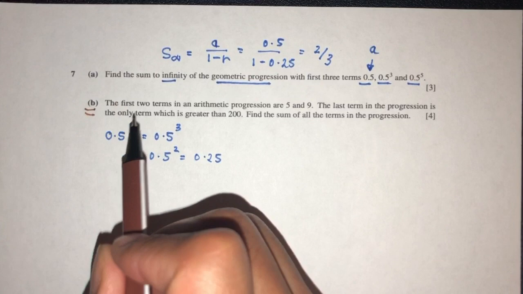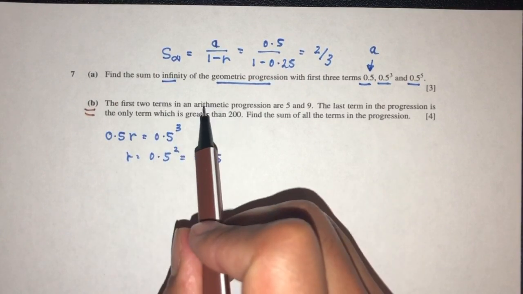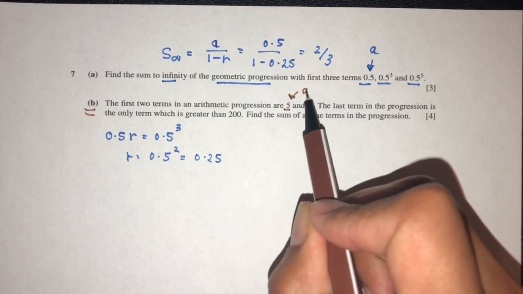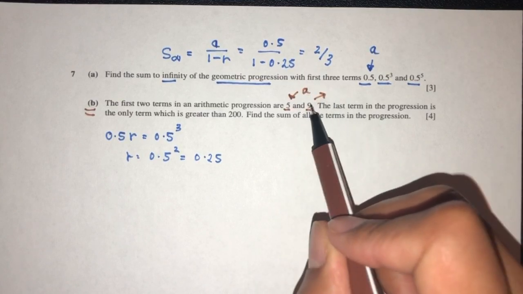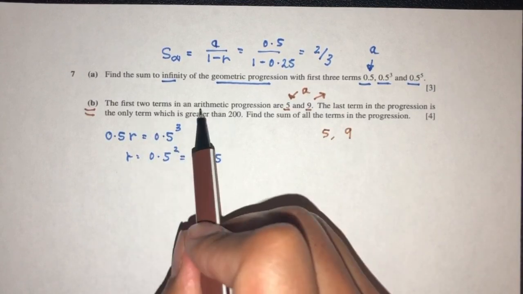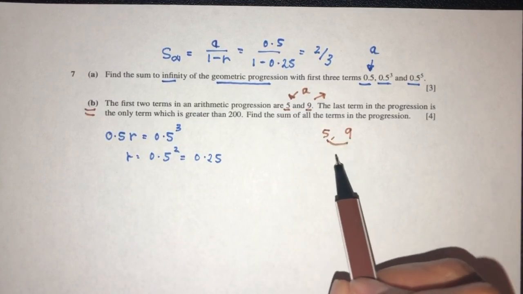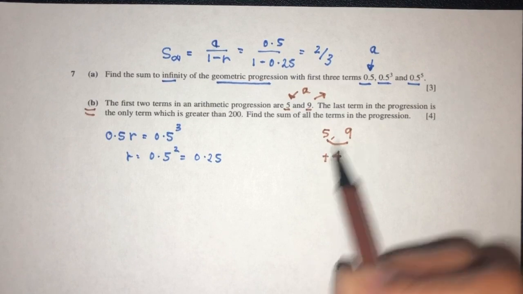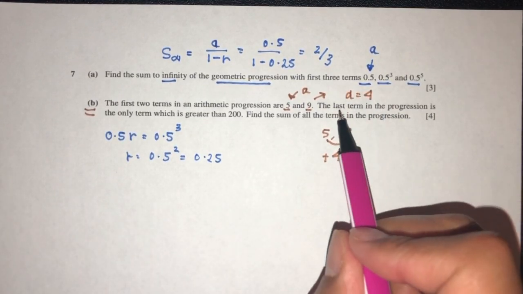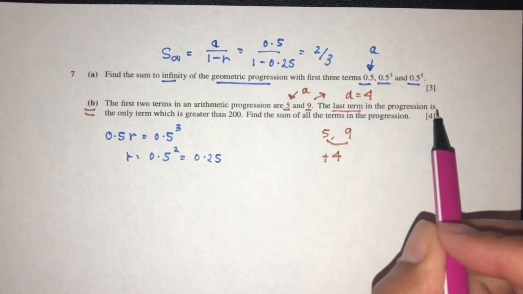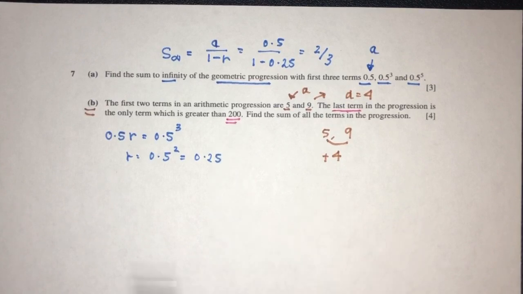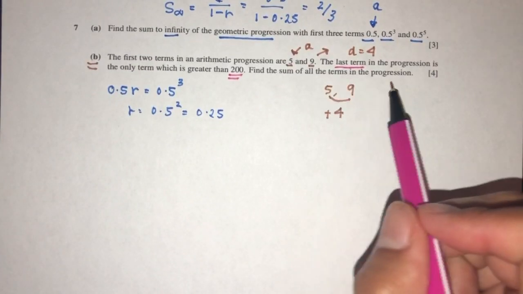Now for part B, the first two terms in an arithmetic progression are 5 and this. So this is the first term, which is a. Second term, which is 9. Now again, we realize that when you have 5, 9, it is an AP, and the common difference will have to be the value of 4, plus 4. So d will be the value of 4. Okay. Now the last term in the progression is the only term which is more than 200. Find the sum of all the terms in this progression.